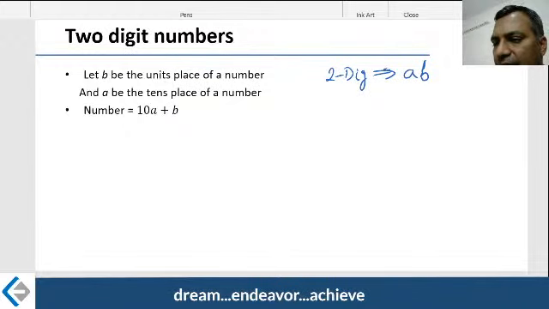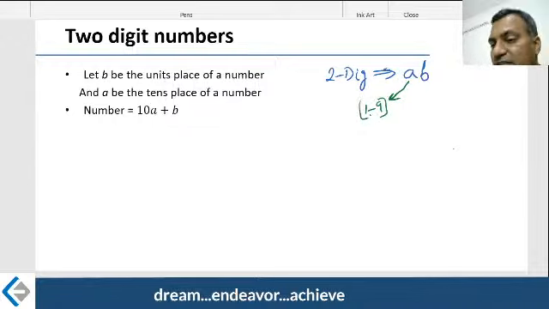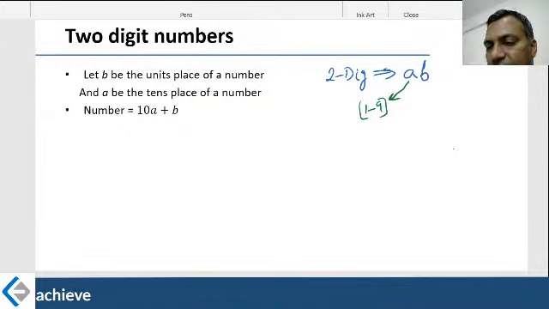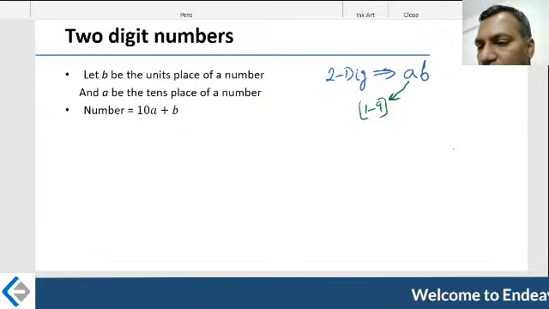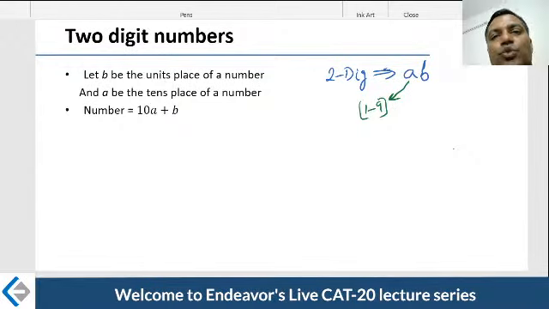What I meant here by writing AB is that A is a digit. Digit means it takes 1 to 9, because it's a tens digit. I said it's a 2-digit number. It's a tens digit, right? Therefore 1 to 9, because I can't write a 0 and call it a 2-digit number, right?